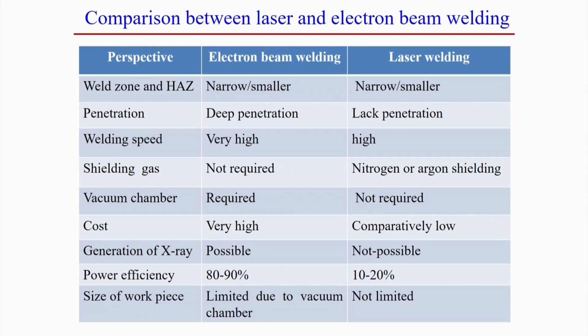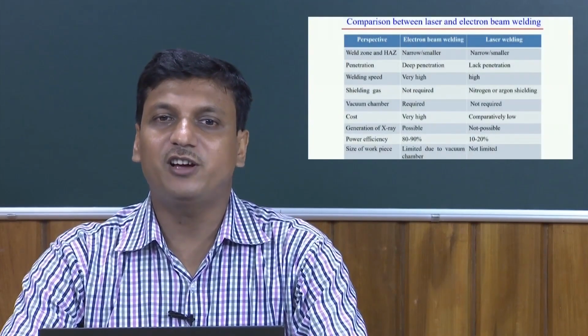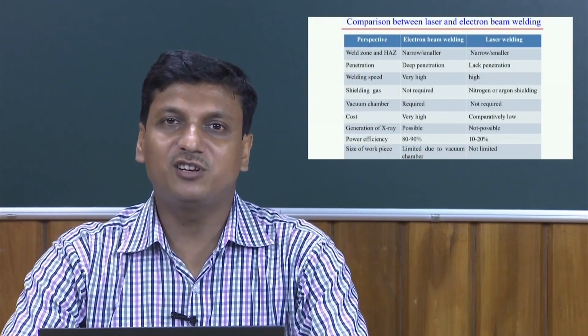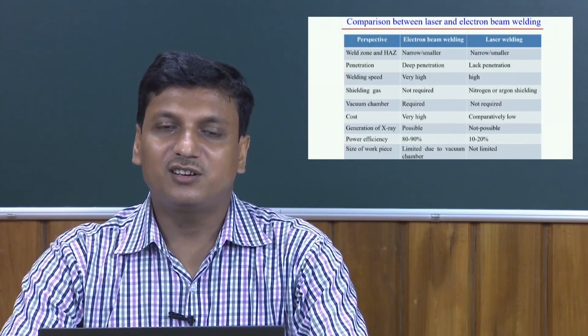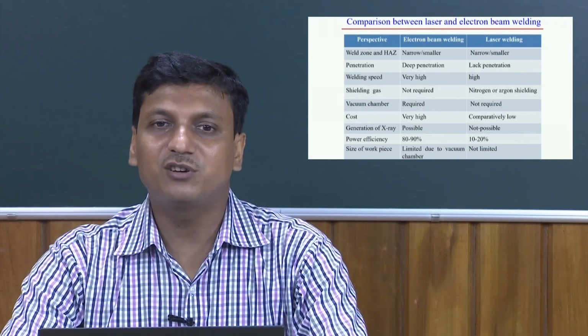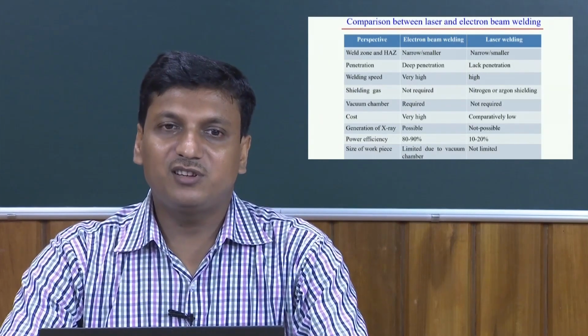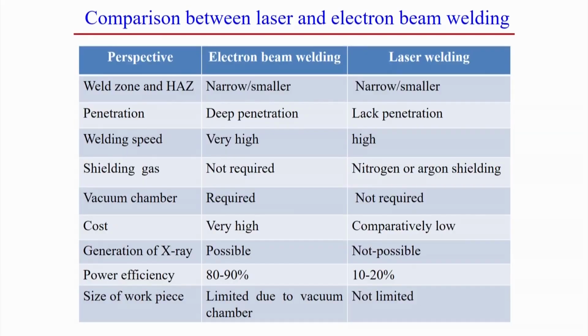Cost: of course, the electron beam welding process is a very costly process. So, cost is very high. That is the main limitation of the electron beam welding process, but in the laser welding process it is comparatively low. Generation of X-rays: in the electron beam process, X-ray generation is possible, but in laser welding it is not possible.